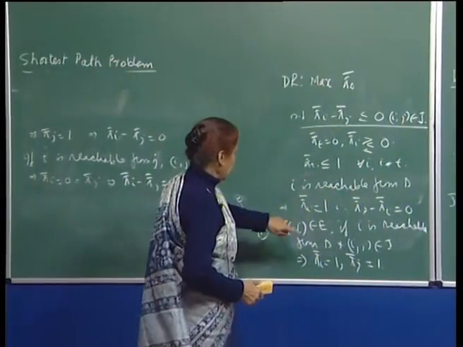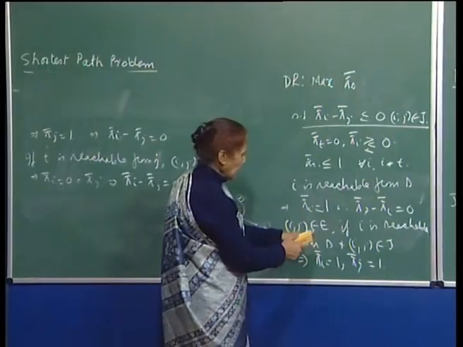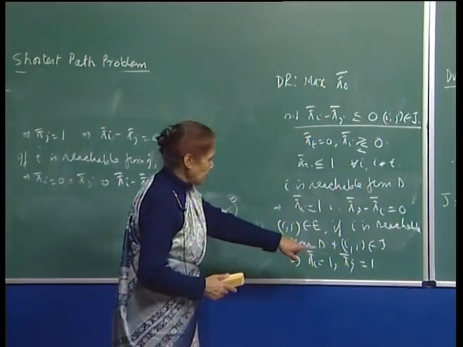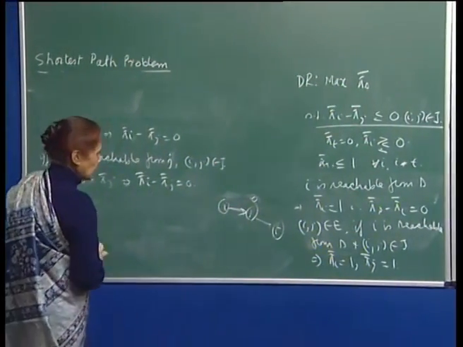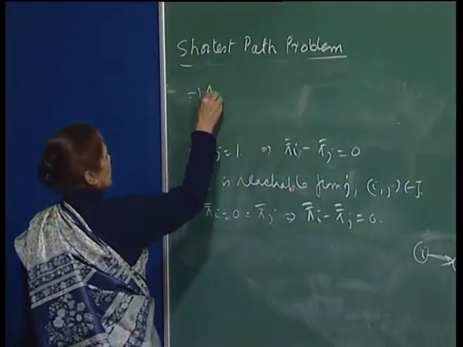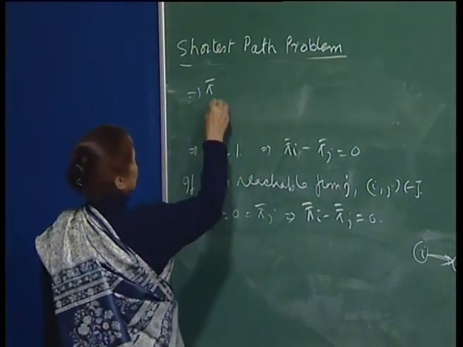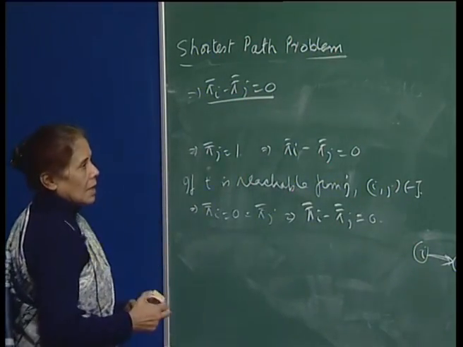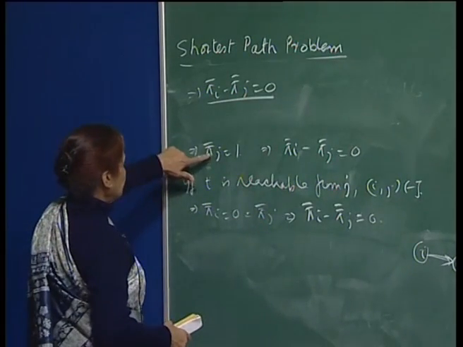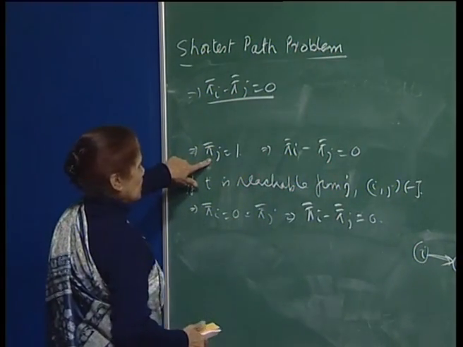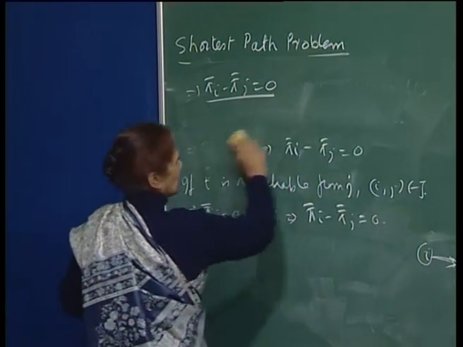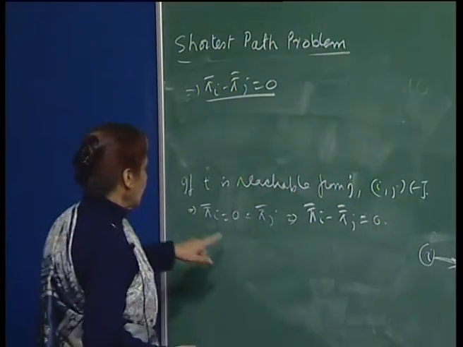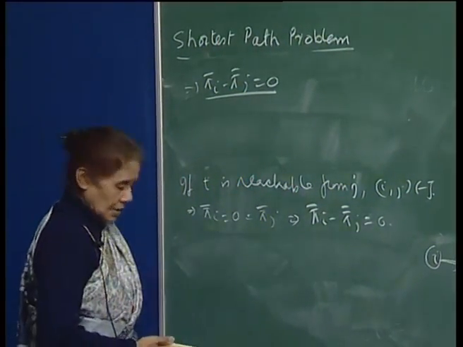So I simply want to say, and I have already said it here, that if i is reachable from S, then pi bar i is 1, and for any ij in E, if i is reachable from S and ij belongs to J, then both have value 1, and so the constraint is satisfied, and therefore pi bar i minus pi bar j is 0. And if t is reachable from j and ij is an admissible arc, then both have value 0, and so this happens.